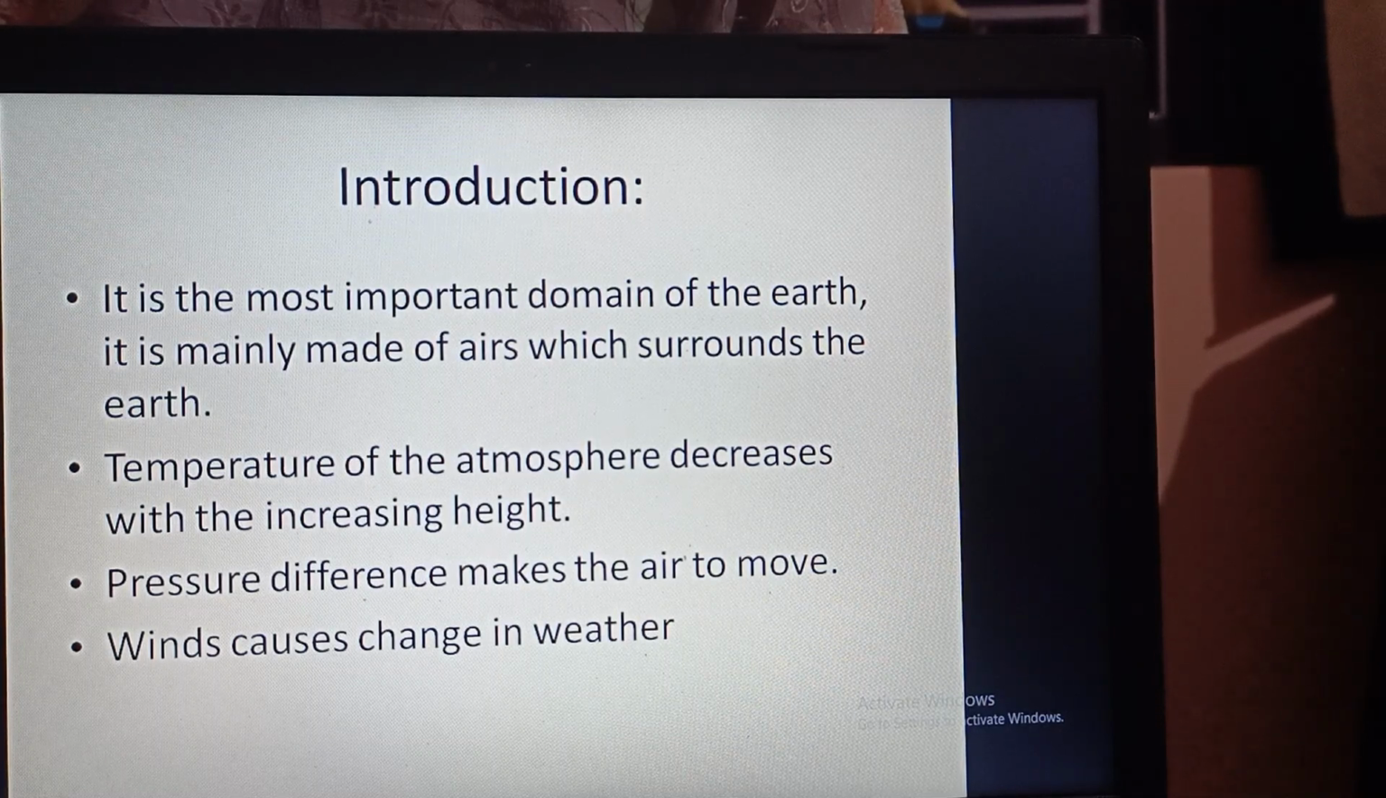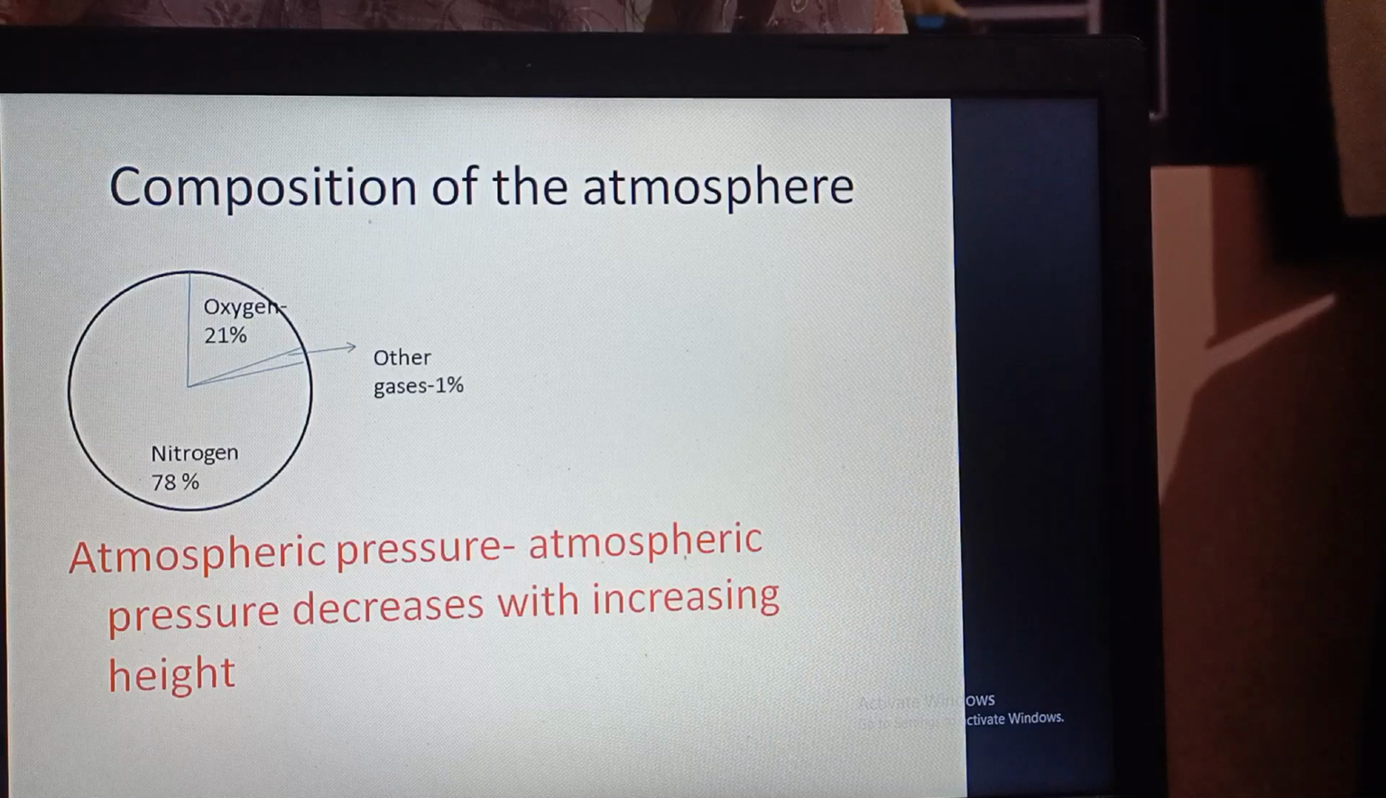The temperature of the atmosphere decreases with increasing height at the rate of about 6.4 degrees C per kilometer. Next, pressure difference makes the air move. It moves from an area of high pressure to an area of low pressure. Winds cause change in weather. Example, when cold wind passes over a place, it lowers the temperature of the place, and winds carrying moisture bring rain to a place.